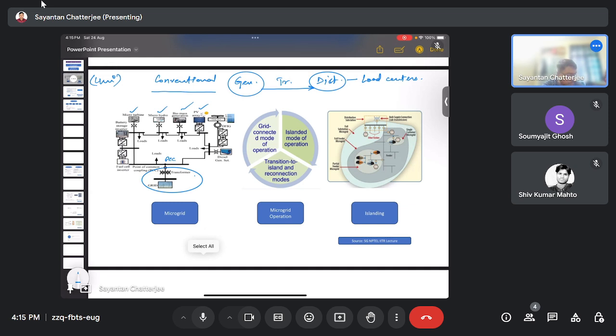So this seems to be quite advantageous, but it also comes with various issues. But for the time being, let's talk about the advantages. There are disadvantages too: the problem becomes more complex in designing the protection and the monitoring equipment, because there is no longer a unidirectional power flow.